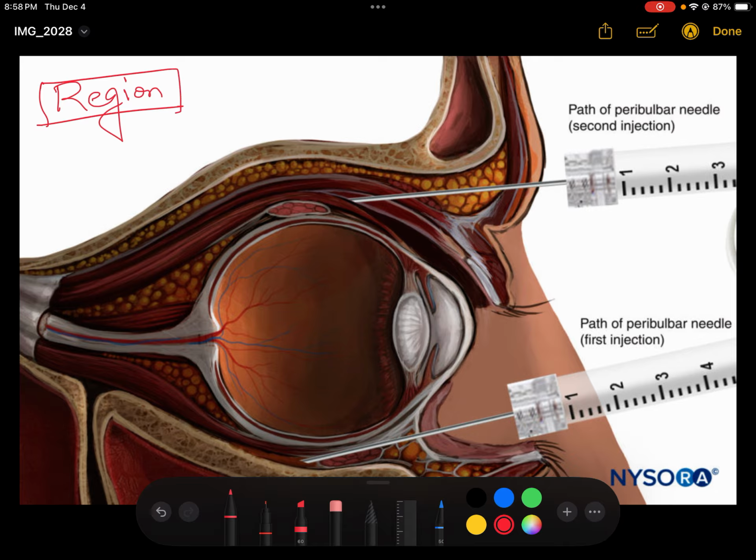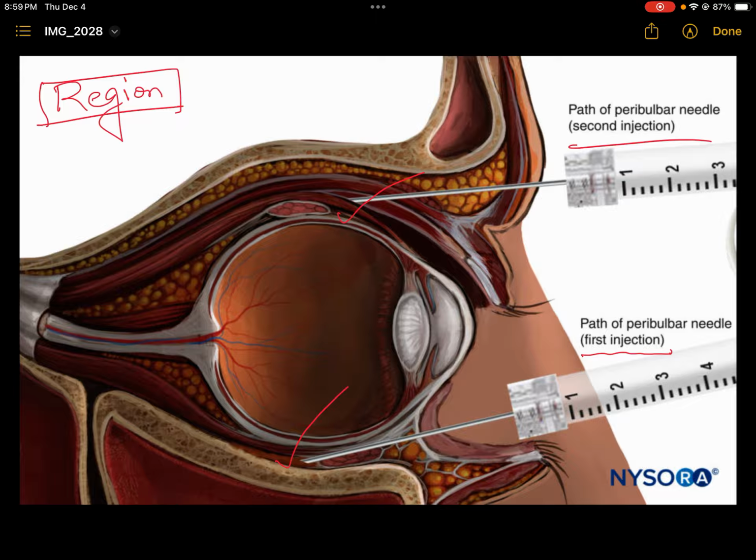Regional anesthesia is of 5 types: facial block, retrobulbar block, peribulbar block. This is an example of peribulbar block: first injection, then second injection. Subtenon block and regional block. Finally, general anesthesia.